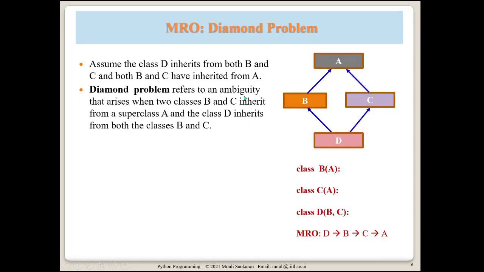The diamond problem refers to an ambiguity that arises when two classes B and C inherit from the same superclass A, and the class D inherits from both the classes B and C. So there is a copy of A in both places. D should have an unambiguous way of deciding which version to take. It is okay to take any one of them, but there should be some consistent way of doing it.